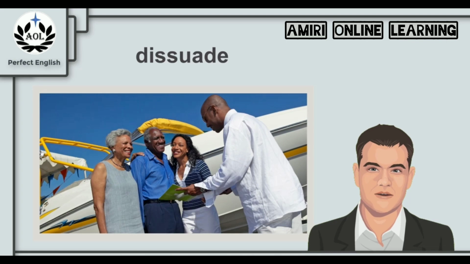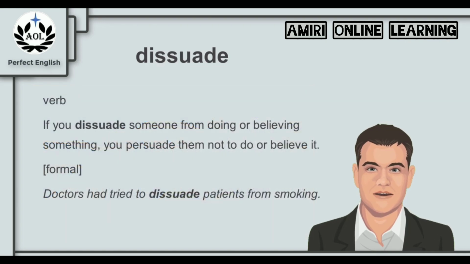Now, if you look at the picture, you can see that this man is showing something to this family, and maybe he's trying to convince them to do something, take a trip, or maybe he's just the opposite. He's not trying to persuade them, he's trying to dissuade them. Is that the opposite of persuade? Let's find out. Now, dissuade is a verb.